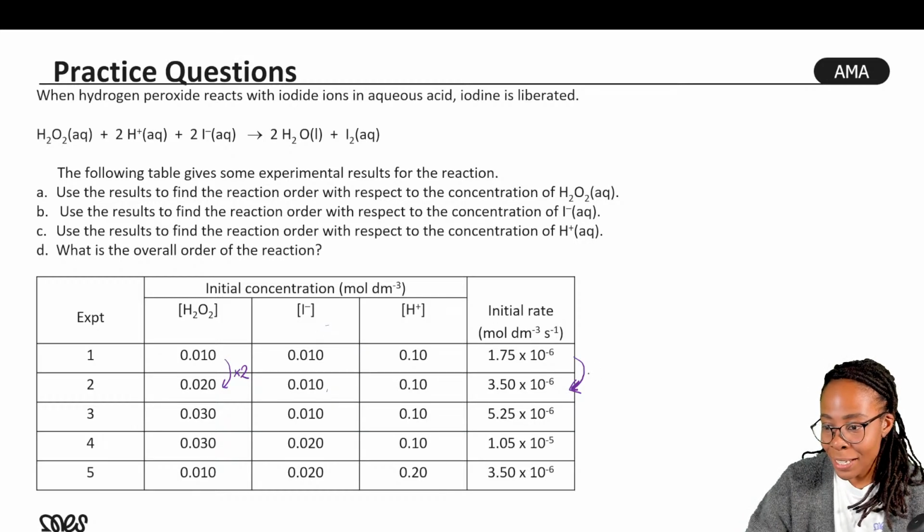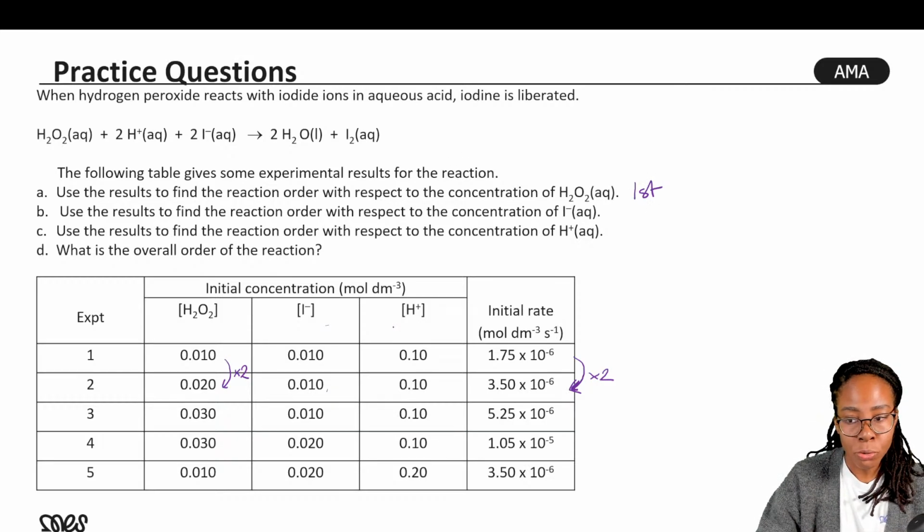Lovely. Thank you, Star Platinum. Also times 2. So must be first order with respect to H2O2.